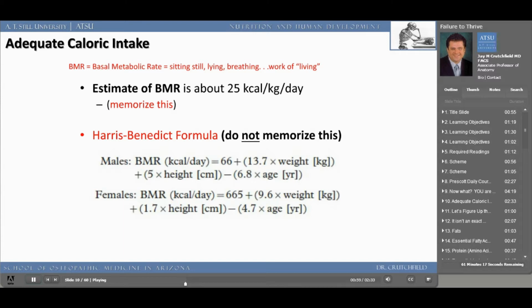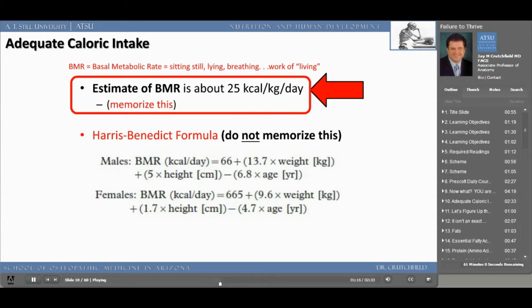What you do need to memorize is this first number. Estimate of a daily BMR, the basal metabolic rate of a human being, just lying in bed, flat, breathing, is about 25 kcals per kilogram per day. You need to memorize this.